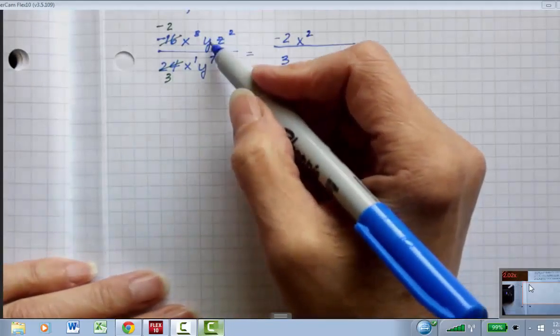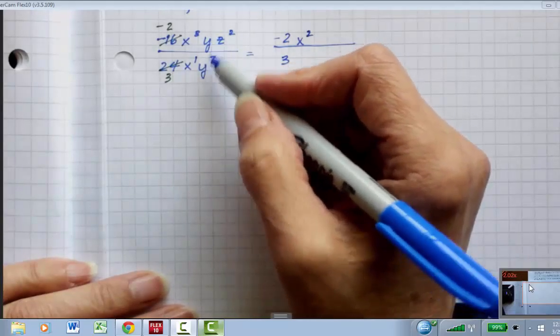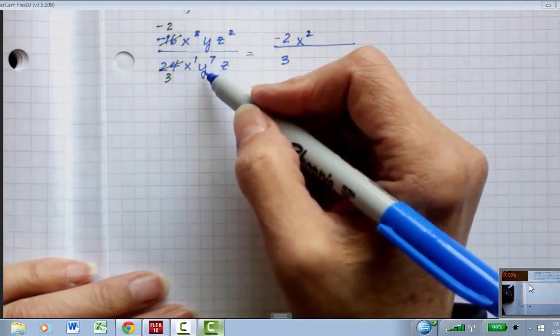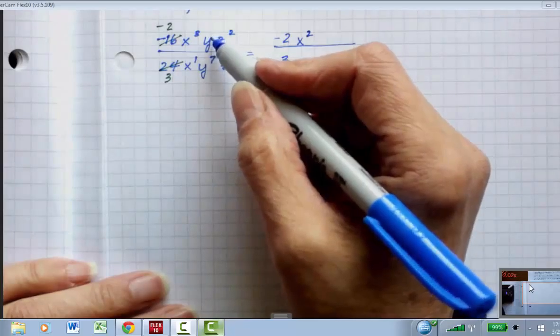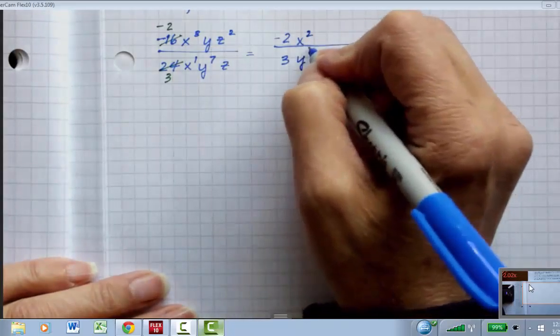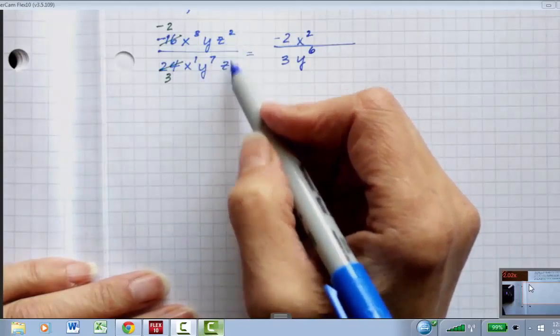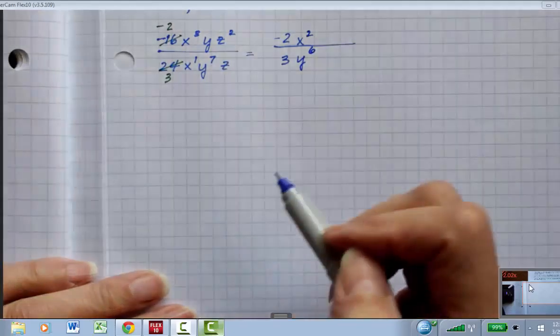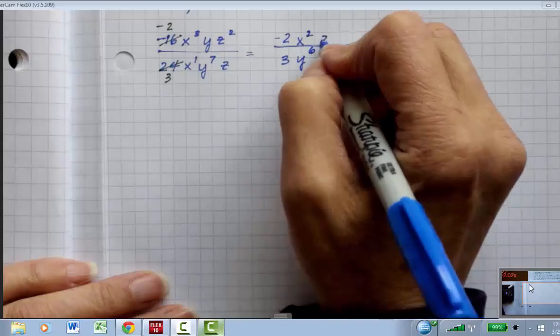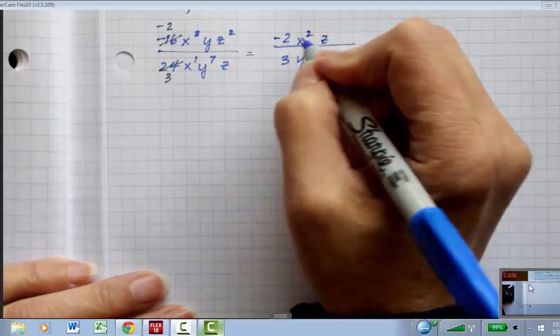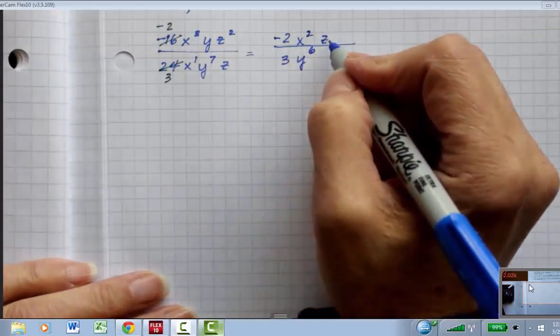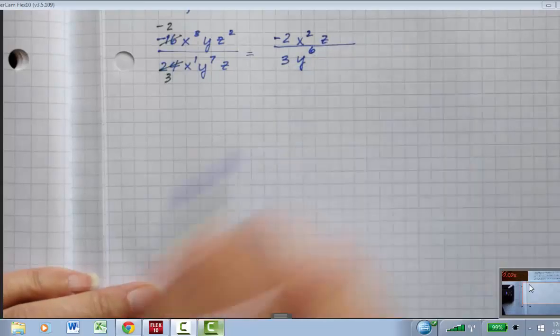Next, I'm going to be looking at my y's. Where do I have more y's? Well, I have more y's on the bottom. How many more than I do on the top? 6. So I have y to the 6th. And then I have z's, and where do I have more z's? On the top. How many more? 1. So my final answer then is 2x to the second z divided by 3y to the 6th.